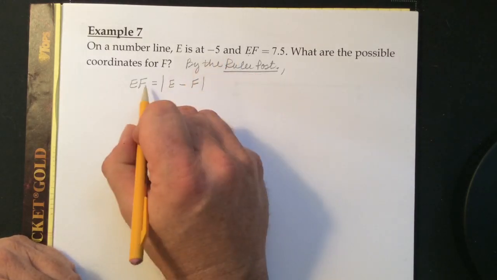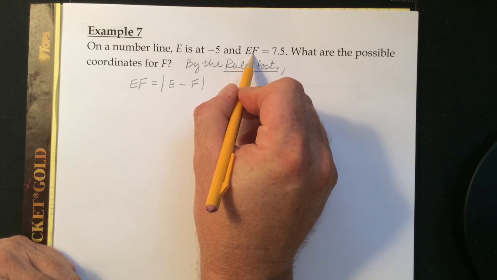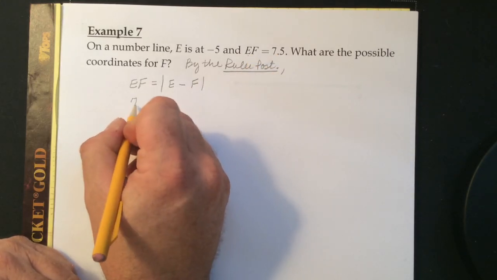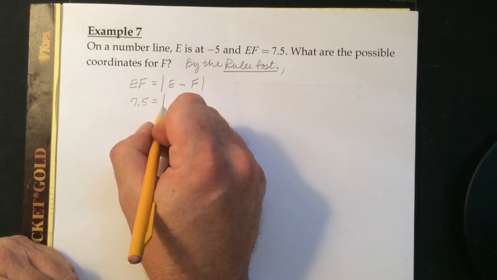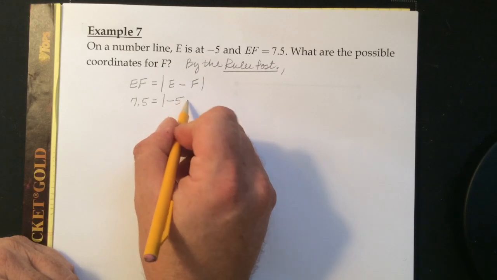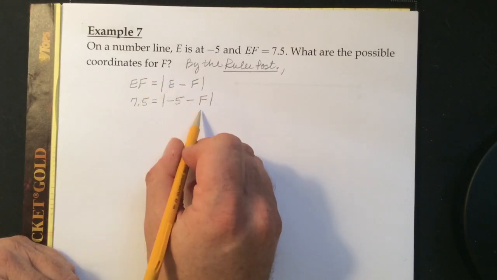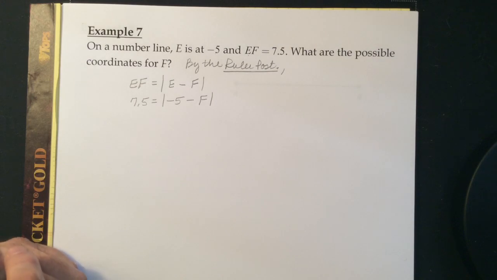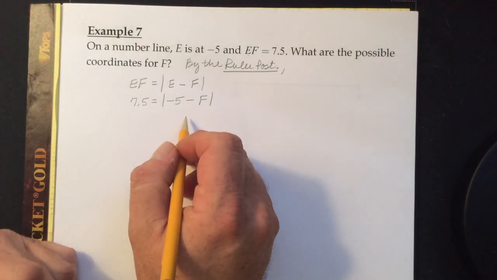Then we take what we know and substitute it in. We already this time know the length of EF, which is 7.5. So we place it there, equals the absolute value of E, which is -5, minus F is what we're looking for. We're looking for the possible coordinates for F. Now there may be more than one, so keep an open mind.